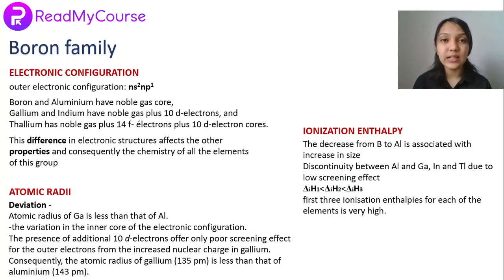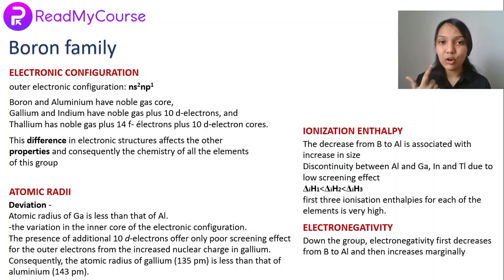And the trend in the ionization enthalpy is that the first ionization enthalpy is lesser than the second, which is lesser than the third. The first ionization enthalpies for each of the elements are very high. So the trend is that from boron to aluminium the ionization enthalpy decreases, and then there is a discontinuity because of the low screening effect. And next, electronegativity. Down the group, electronegativity first decreases, the same thing from boron to aluminium because of the size, and then it increases marginally. This is all about the electronic configuration, atomic radii, ionization enthalpy, and electronegativity.